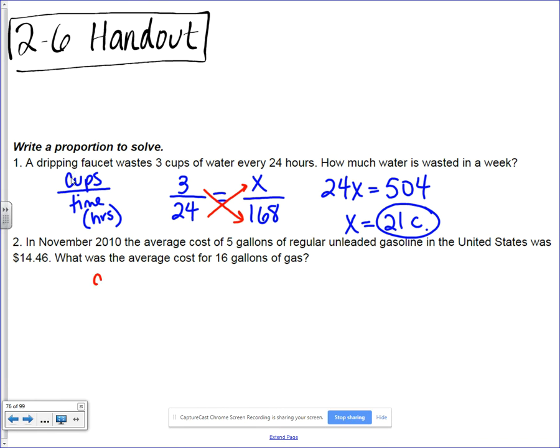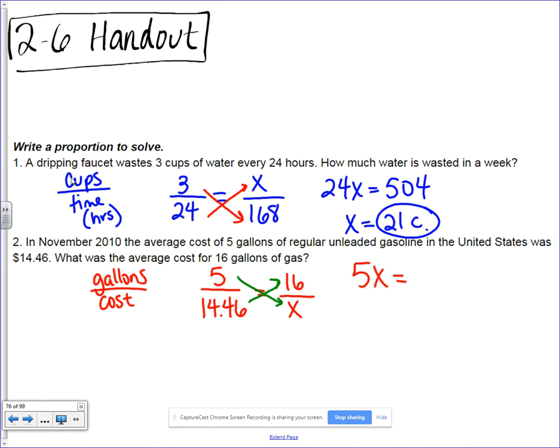So if we cross multiply in our proportion here, we get 5x equals 231.36. And then if we solve that by dividing by the 5, we get 46.272. Now we're talking about money here, so we need to round appropriately. We only want 2 decimal places, so that would be 46.27.